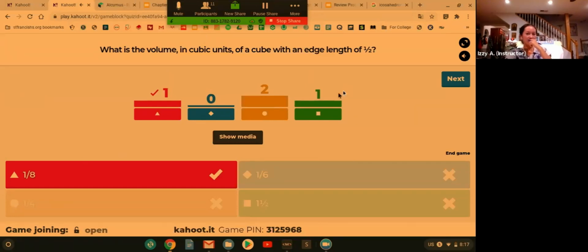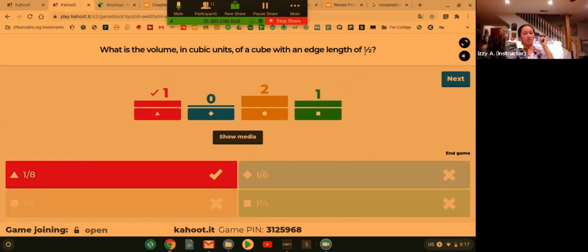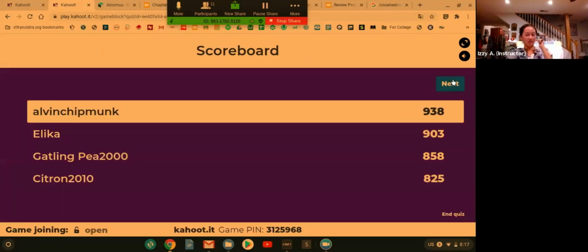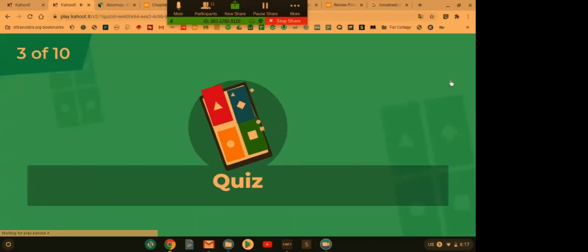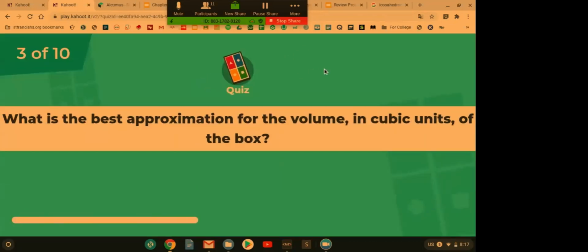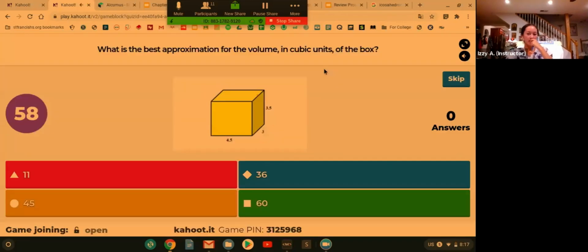Okay, cube. So you would have done 1/2 cubed. So that would be 1/2 times 1/2 times 1/2. So that's going to be 1/8. So that's how you'd have gotten it. Thank you. What is the best approximation for the volume in cubic units of the box?